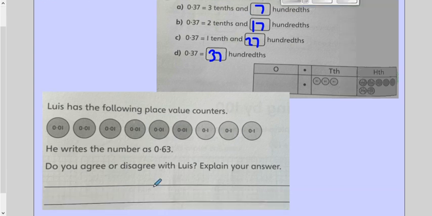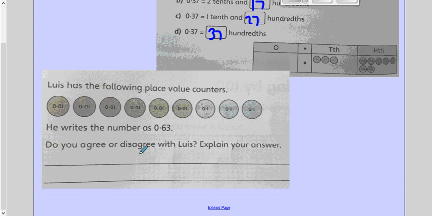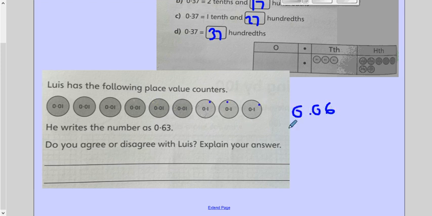And this one says Louis has the following place value counters. He writes the number as 0.63. Do you agree or disagree with Louis? Explain your answer. So I can see he's got 1, 2, 3, 4, 5, 6 0.01 counters, which is hundredths. So that would be 0.06. And he's got 1, 2, 3 tenths counters, which is 0.3. So actually, if he added them together, it would be 0.36.